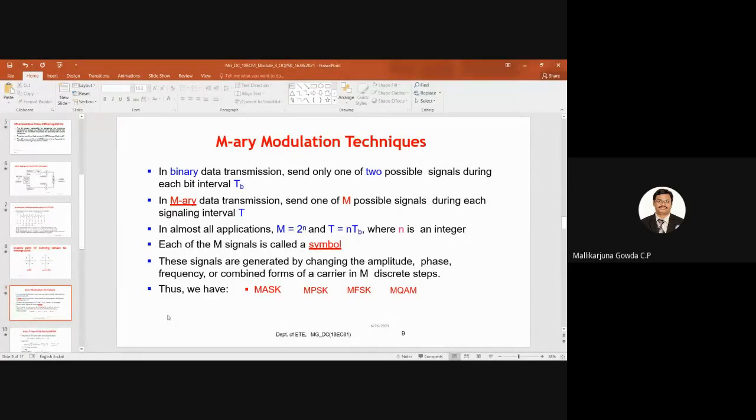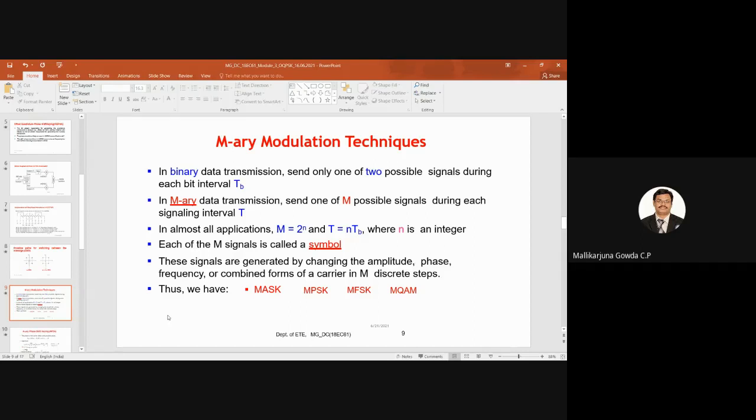Yes, so far I have discussed about BPSK and QPSK, right? Okay, so the next one is M-ary modulation technique. In what way is this M-ary modulation technique different from binary modulation technique? So that we need to understand. In case of binary data transmission, we send only two possible signals during each bit interval, either 0 or 1. That is what we have understood so far.